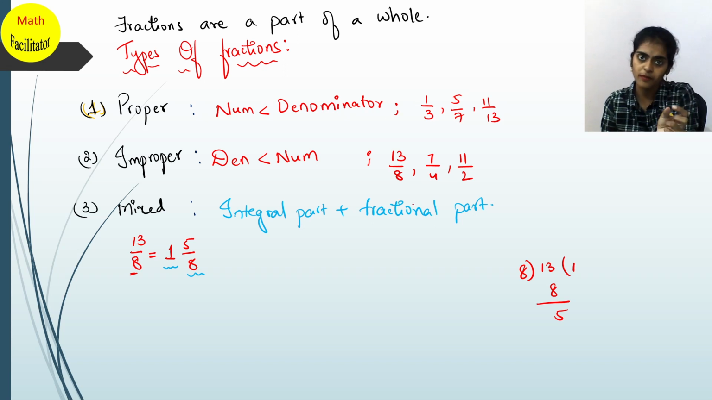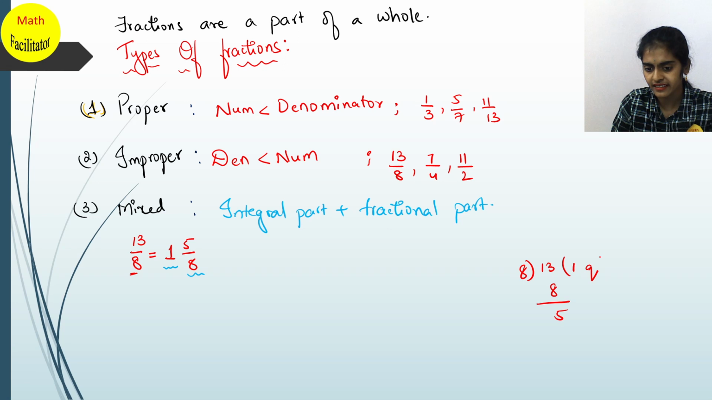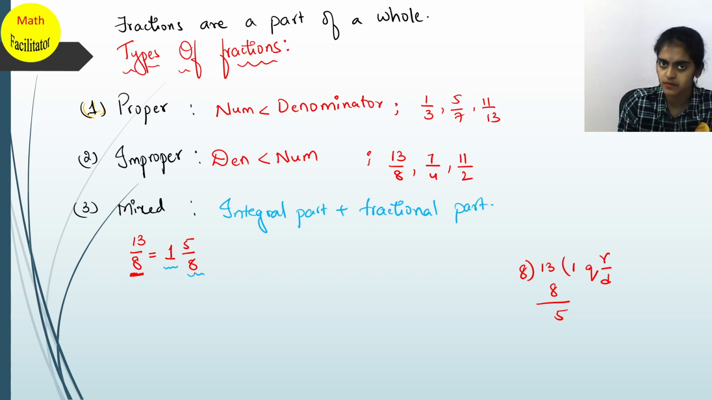Now here you can see 13 by 8. I told you it's an improper fraction. The improper fraction I'm converting into a mixed fraction. How am I converting? Using division. I'm writing the quotient, then I'm writing the remainder divided by the divisor. The divisor is 8 here. Whatever denominator you have here, it comes the same, right?